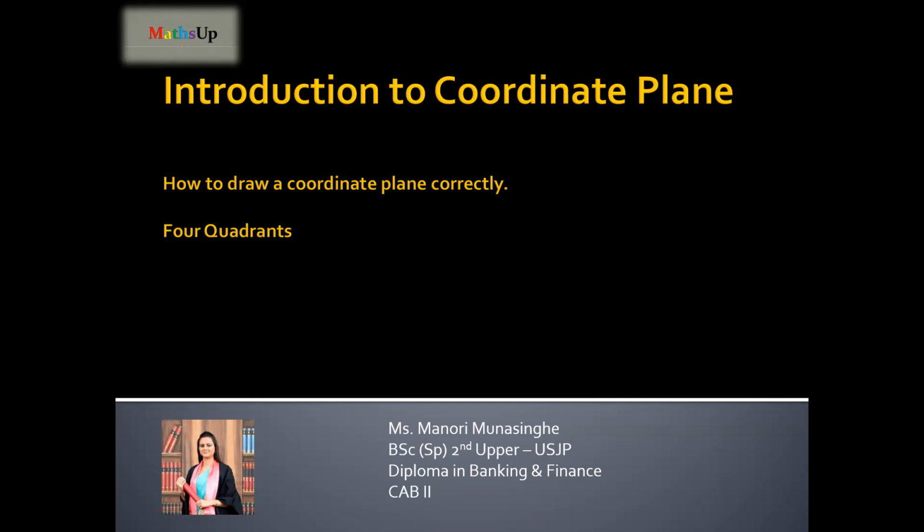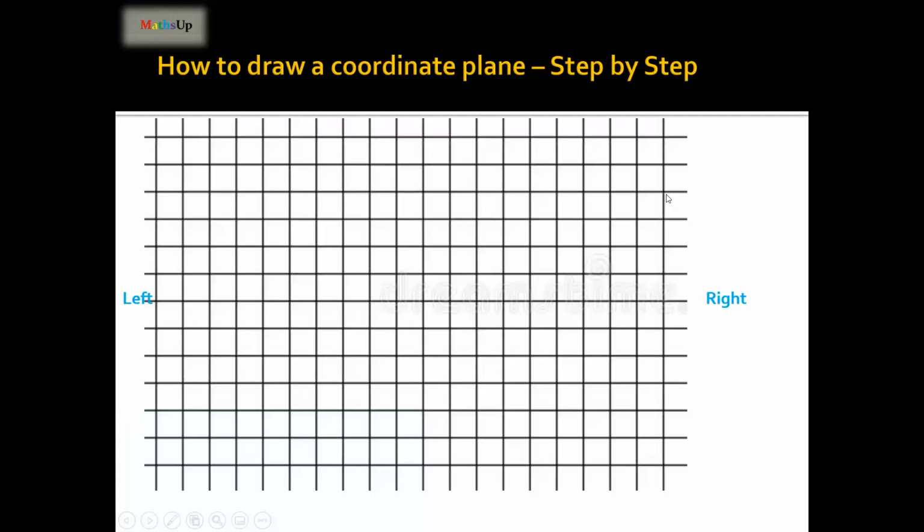I'm Mrs. Manore Munasinghe. In this video, I'm going to show you how to draw a coordinate plane correctly and the 4 quadrants of the coordinate plane. First, we'll see how we can draw a coordinate plane correctly. Use your ruler and a sharp pencil, and also use a plain graph paper or a square rule paper.